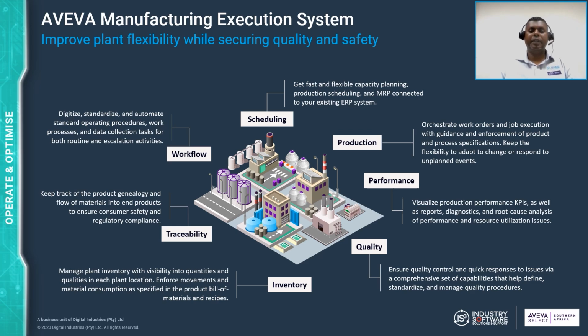We can manage plant inventory with visibility into quantities and qualities in each plant location, enforce movements and material consumption as specified in the product bill of materials and recipes. We can keep track of product genealogy and flow of materials into end products to ensure consumer safety and regulatory compliance. We can digitize, standardize, and automate standard operating procedures, work processes, and data collection tasks for both routine and escalation activities.